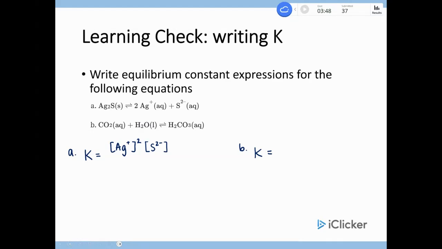Okay, next one, we have product H2CO3. This is aqueous, so we include it in the numerator. Then reactants are CO2 and H2O. CO2 is aqueous, so we include that, but H2O is a pure liquid. So we do not include H2O in the equilibrium expression here. So equilibrium expression for reaction B is this one, product over that reactant.